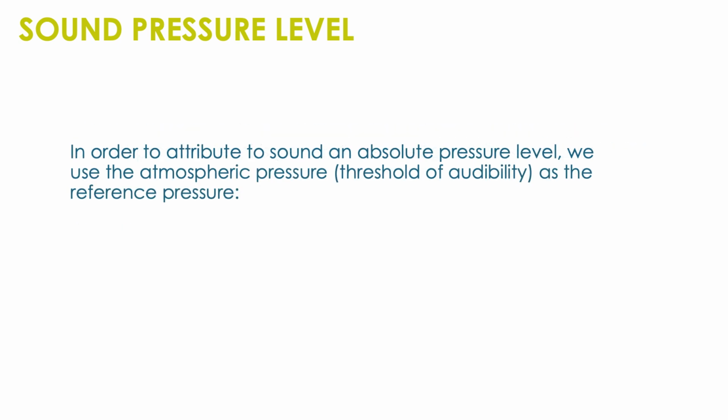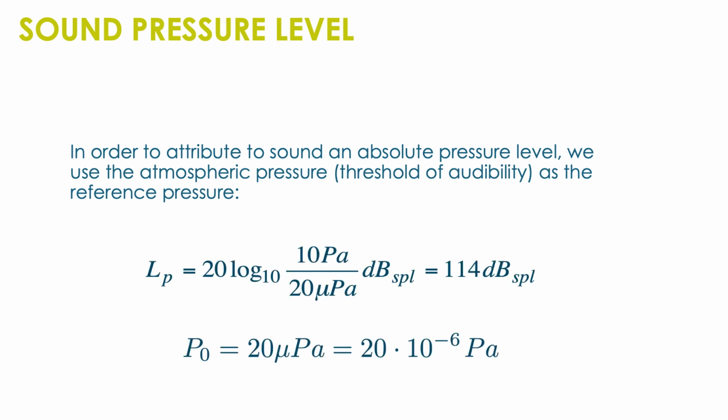In order to provide the sound as an absolute pressure level, we use the atmospheric pressure, as we said before, which is the threshold of audibility, and we use it as a reference pressure. So LP is in this case equal to 20 logarithm of 10 Pascal over 20 micropascal decibel SPL, which is actually 114 decibel SPL.